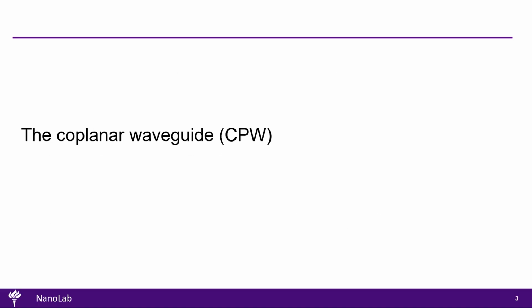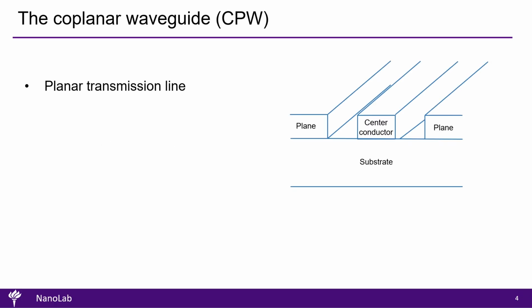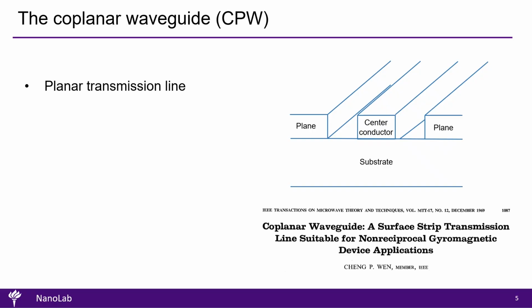The coplanar waveguide, or CPW, is part of the planar transmission line family, which also includes microstrip, stripline, and slot line geometries. These transmission lines are compact, easy to fabricate, and well suited for microwave integrated circuits. The CPW was first introduced in 1969 by Cheng P. Wen for non-reciprocal magnetic device applications.